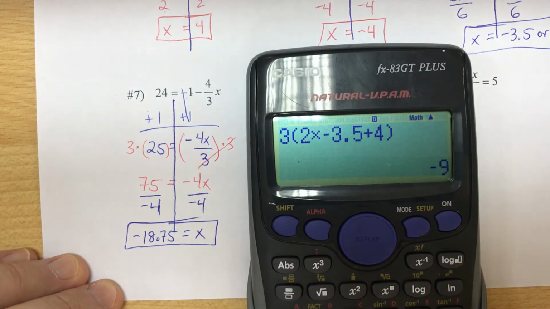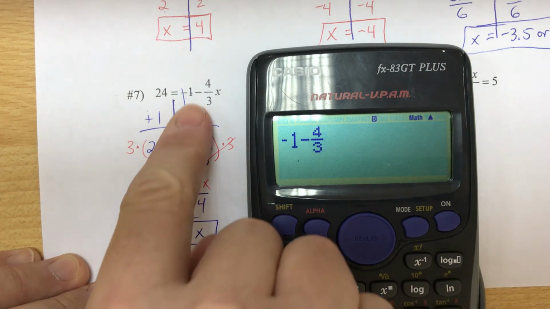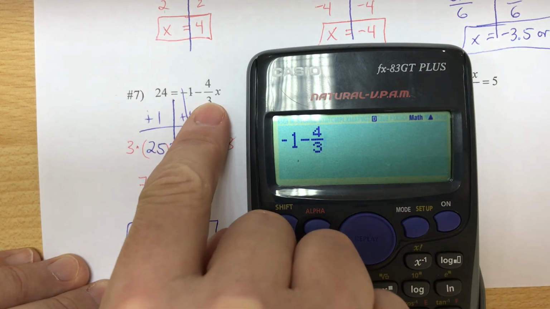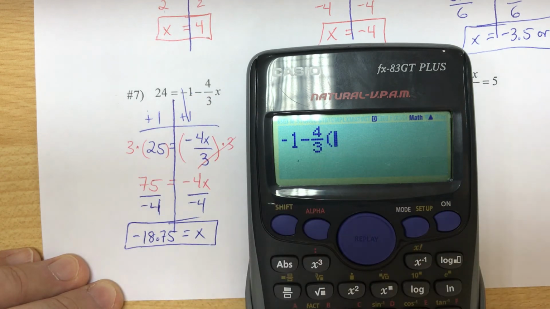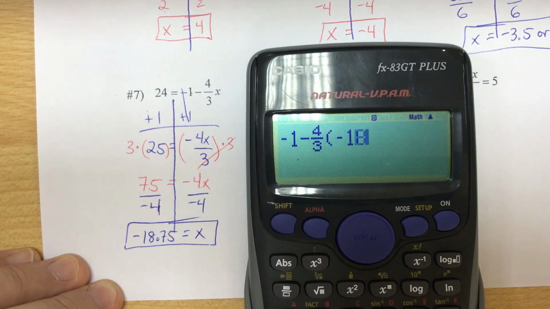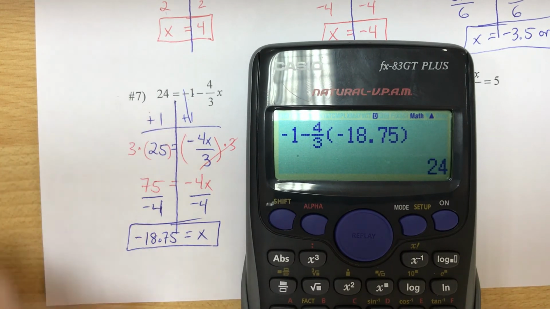Now, some of these you can check in your head, but as they get more complicated, you're going to want to use the calculator to help you. So now I'm typing the right side because that's where the x is. So negative 1 minus 4/3 times negative 18.75. Does it give us 24? Yes, we're good.